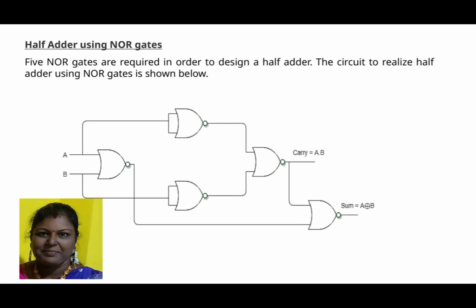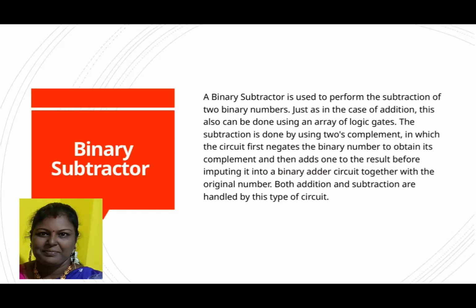A binary subtractor lets us subtract one binary number from another. It works a lot like addition circuits, using an array of logic gates. The key trick is 2's complement. First, the circuit flips the bits of the number we want to subtract, then adds 1. This transformed number is fed into a binary adder along with the original number. So, with this approach, the same circuit can handle both addition and subtraction seamlessly.